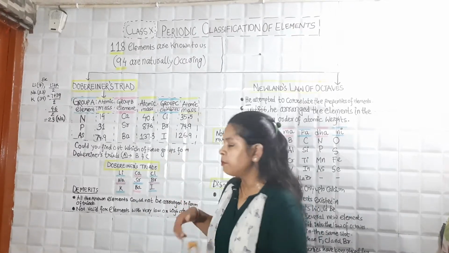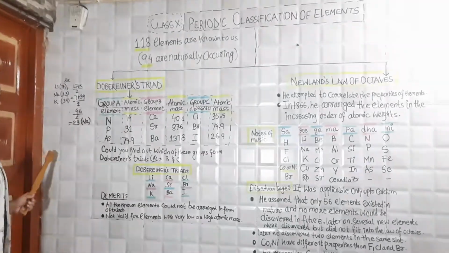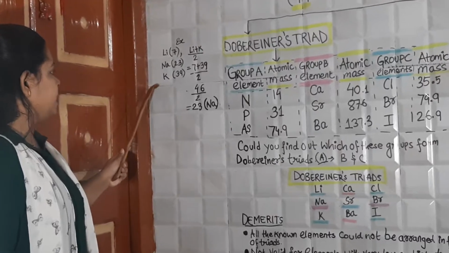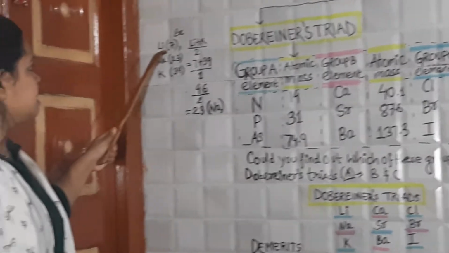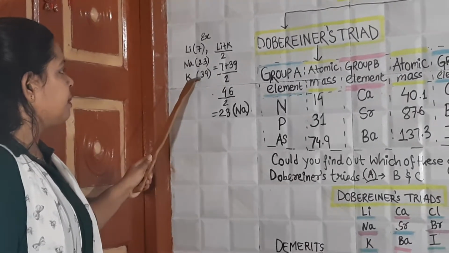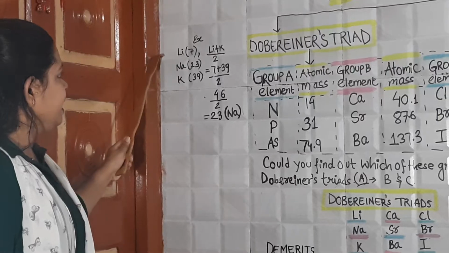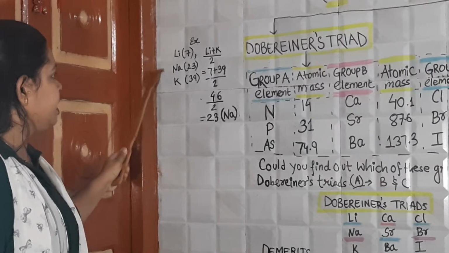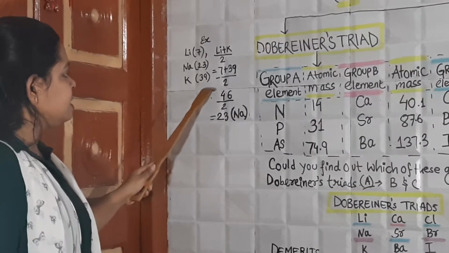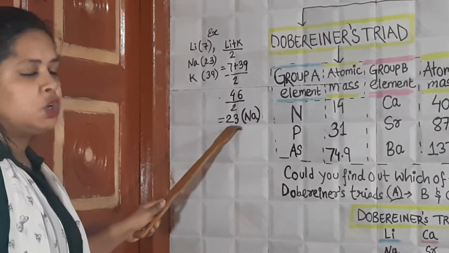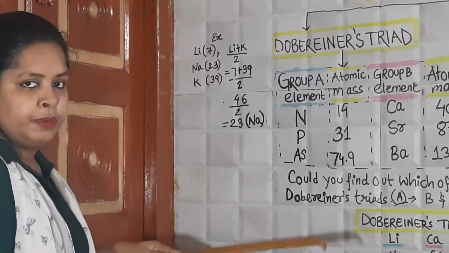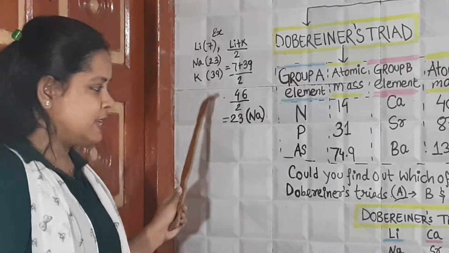Now we will come to an example. He took lithium, sodium, potassium. Lithium's atomic mass is 7, sodium's is 23, potassium's is 39. When he took the average of lithium and potassium, Li plus K by 2, 46 by 2, that is 23, which was equivalent to the atomic weight of the element sodium. So this is the law which he has given.